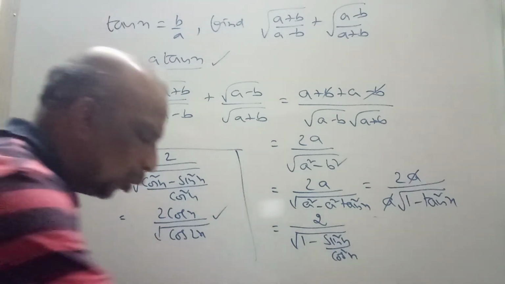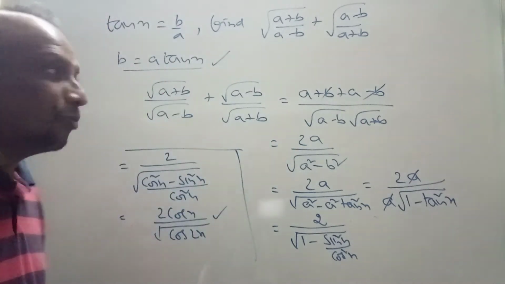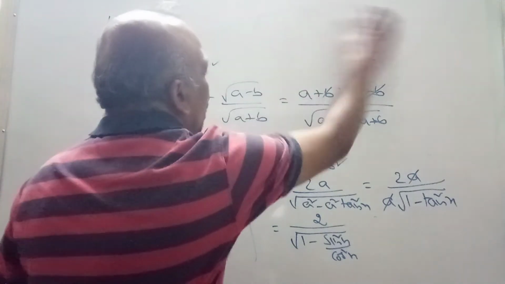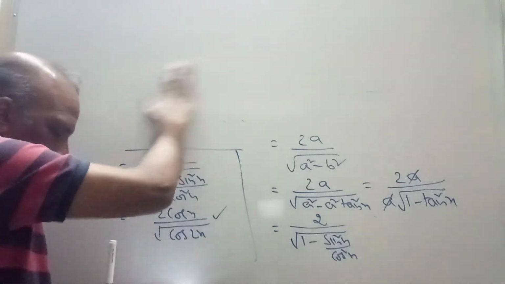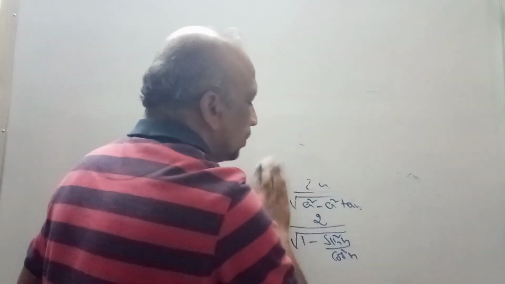After that, I am going to explain another problem. If a cos theta plus b sin theta is equal to m. Just you can remember this problem. This is also one of the questions.